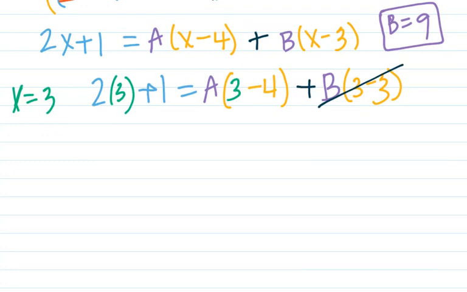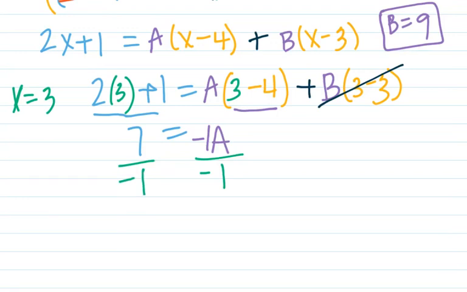And now I'm just going to do the arithmetic here. 2 times 3 is 6, plus 1 is going to give me 7. Over here, I'm going to have 3 minus 4, so that's going to be a negative 1. So that's going to leave me negative a, or negative 1a, for those of you who may need to see it. Then I'm just going to divide each side by my negative 1, and that's going to leave me with negative 7 is equal to a.